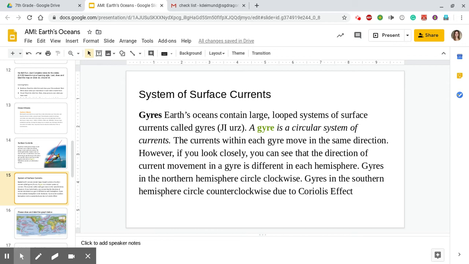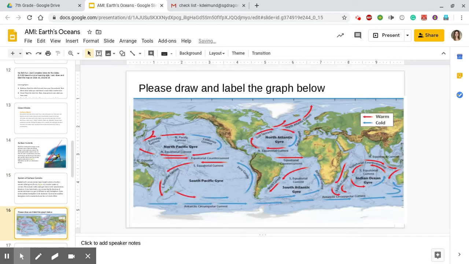Now, a gyre is basically a circular system of currents. And so it spins one direction in the northern hemisphere and a different direction in the southern hemisphere. You do not need to know what direction. You just need to know that that's what happens. Okay, so there are 5 specific gyres in the world, okay?